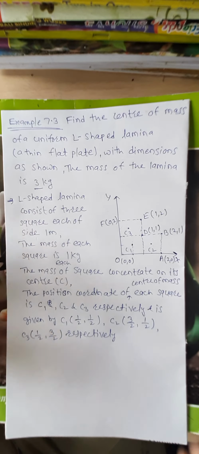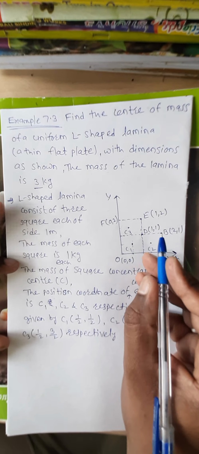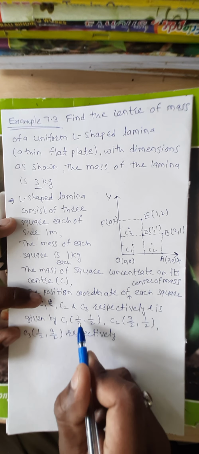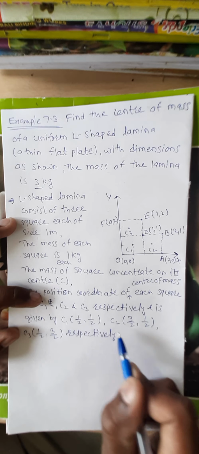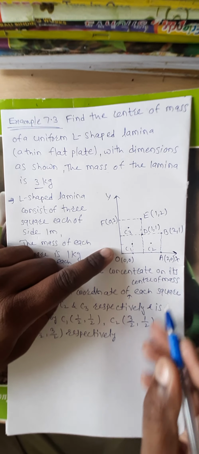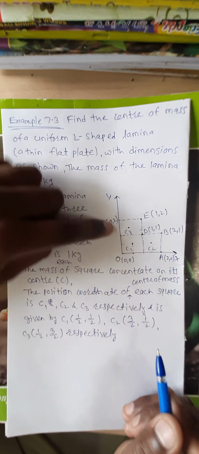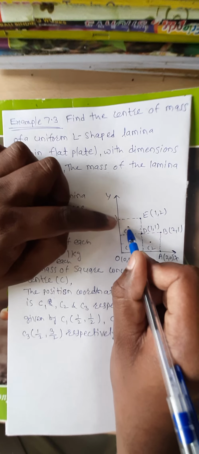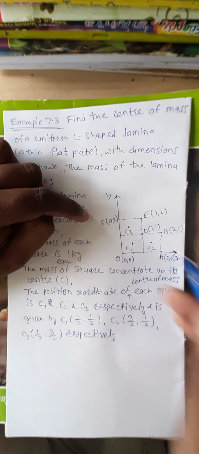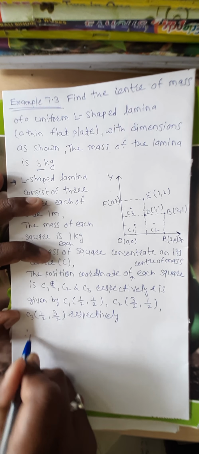Okay, the center of mass of the first square is C1, and its position coordinate is 1/2, 1/2. The center of mass of the second square is C2, and its position coordinate is 3/2, 1/2. The center of mass of the third square is C3, and its position vector is 1/2 and 3/2 respectively.